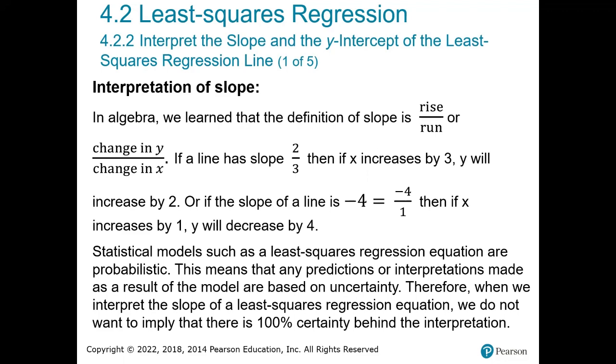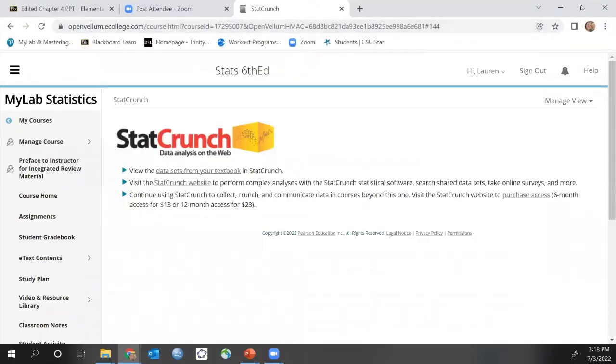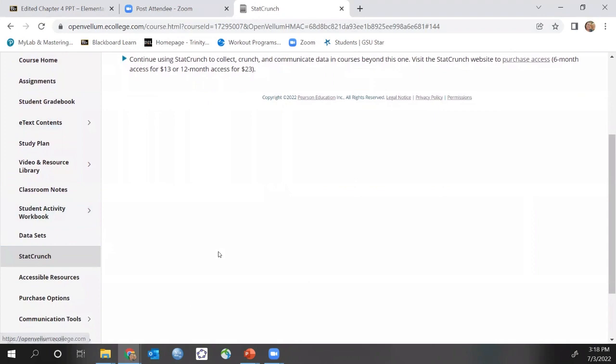Let's do another example. Okay, so remembering that once you're in the class here and you click, where's my cursor? There we go. When you click the StatCrunch tab, I'm on the StatCrunch tab, I'm going to go to view data sets from your textbook.